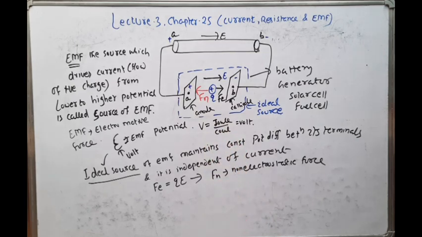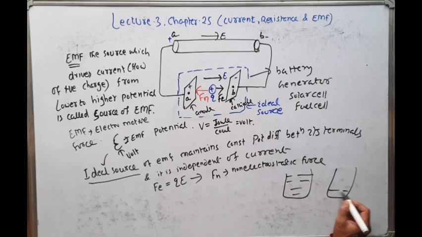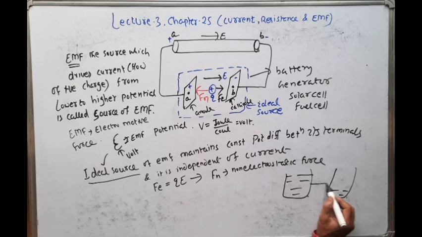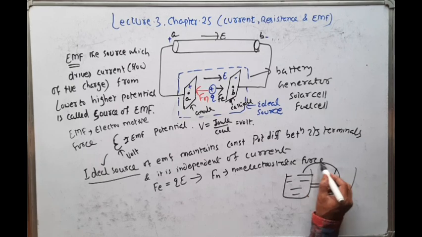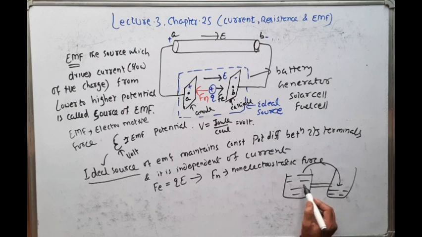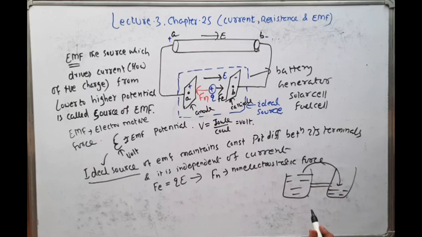Just let me take an example. Suppose this is a container, this is another container. Here this level is higher, this level is lower. If I connect a conductor, what will happen? Water will come from the higher side to the lower side. After a very small fraction of a second, if we do not connect a source, the level of both will be the same and the water flow stops.